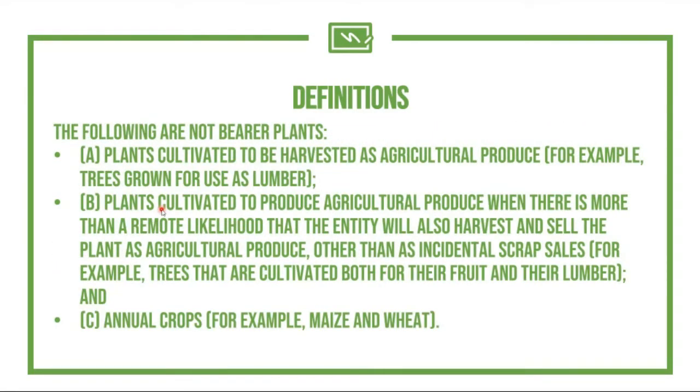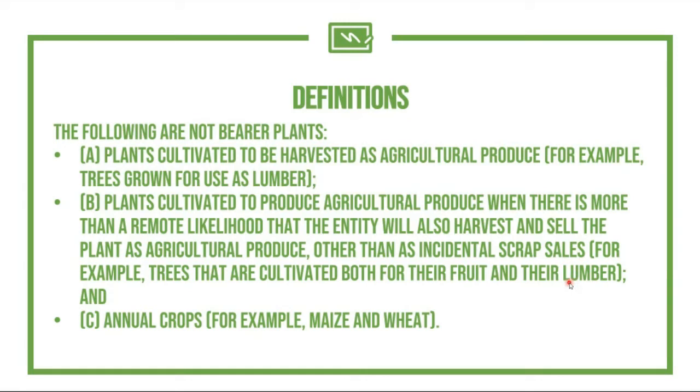So let's have letter B. Plants cultivated to produce agricultural produce when there is more than a remote likelihood that the entity will also harvest and sell the plant as agricultural produce, other than as incidental scrap sales. For example, trees that are cultivated both for their fruit and their lumber.